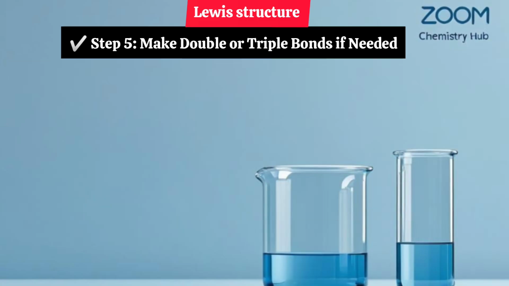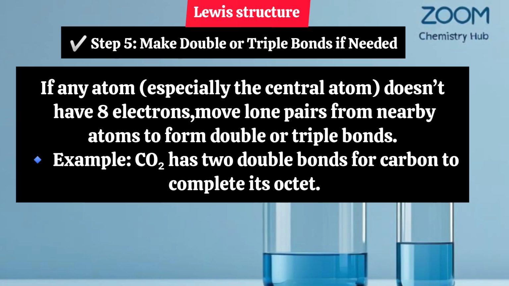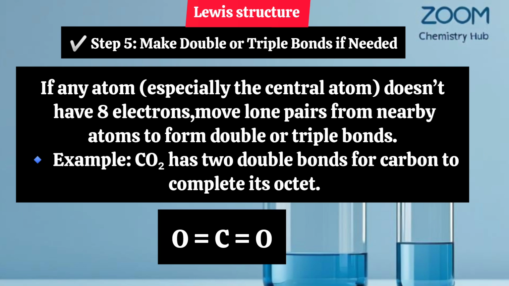And in the fifth and last step, we make double or triple bonds if needed. So if any atom, especially the central atom, does not have 8 electrons or does not complete its octet, we move the lone pair from the nearby atoms to form a double or triple bond. For example, CO2 has 2 double bonds for carbon to complete its octet. Now we will take the examples.